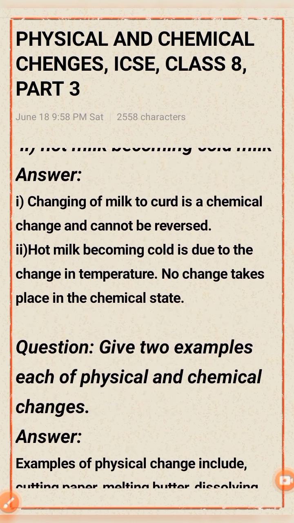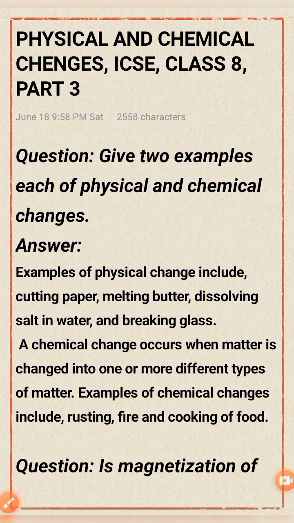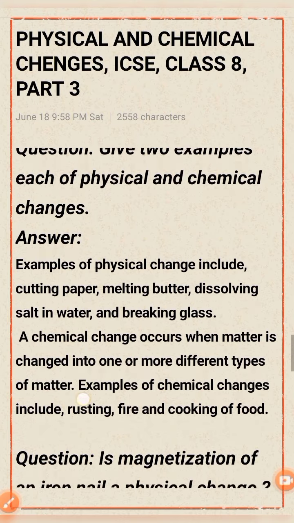Next question: give two examples of physical and chemical changes. Examples of physical change include cutting of paper, melting of butter, etc. And chemical change occurs when matter is changed into one or more different types of matter. Examples of chemical change include rusting, burning of hair, and cooking of food.